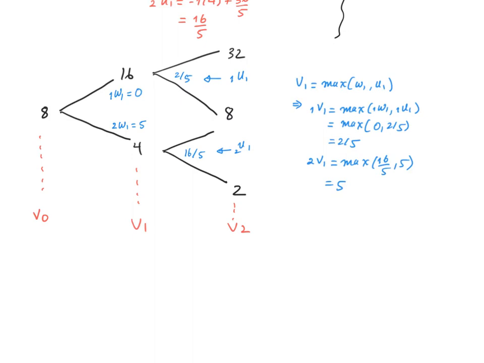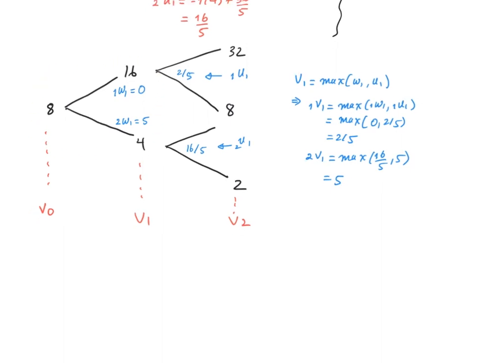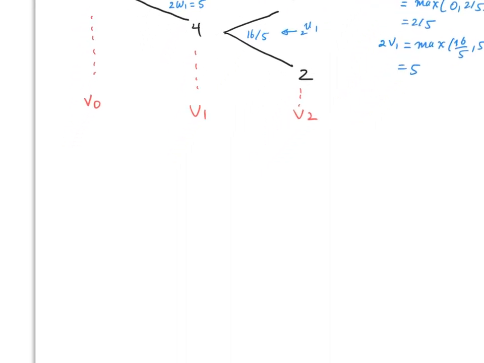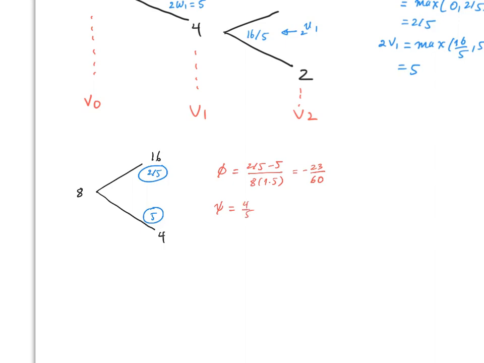All right, so from here, now we can focus on this part and finish the problem. This is what we will end up with. So the last tree will have A in here, then 16, 4, and now the payoff is going to be 2 over 5 for this one and 5 for this one. And we use the exact same process we did before. So therefore from here, phi is going to be 2 over 5 minus 5 over 8 times 1.5, which will give you minus 23 over 16. Again, you should check that. And then psi will be 4 over 5 times 2 over 5 plus 23 over 5 divided by 1.5 times 2.